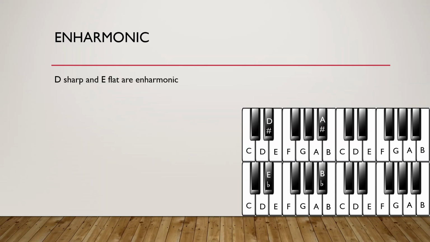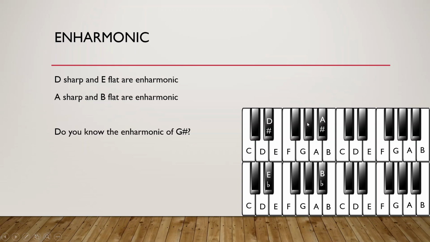Same as with D sharp and E flat, they are the exact same notes, those are enharmonic of each other, and also A sharp and B flat. The notes, you can use both names. So, do you know the enharmonic of G sharp? Well, let's first see where G sharp is. G sharp, 1 step higher, and it is between G and A, right? So G sharp is the same as A flat, right?